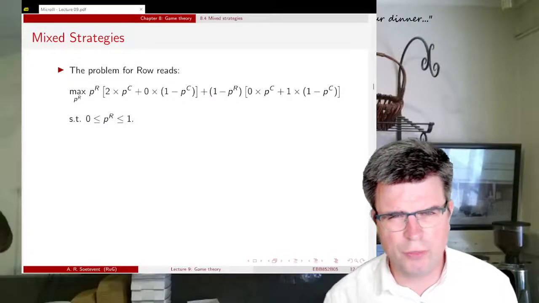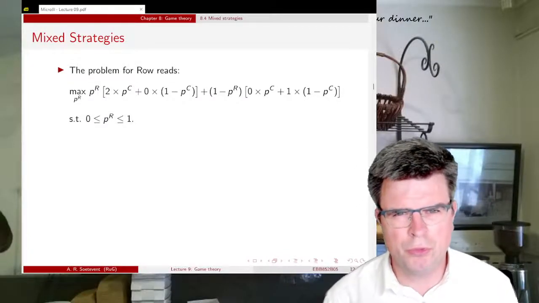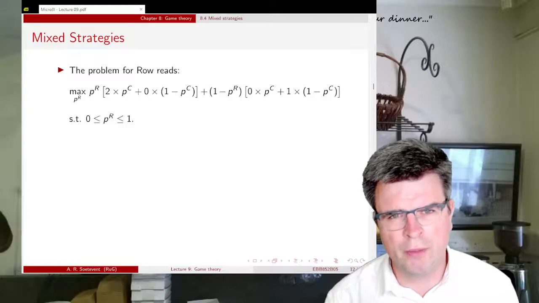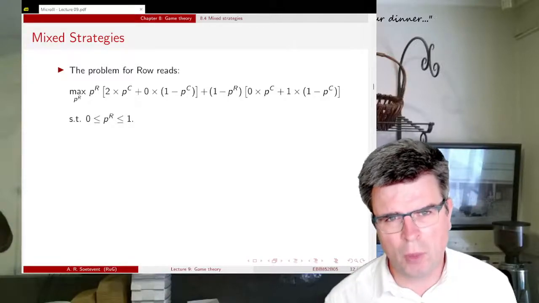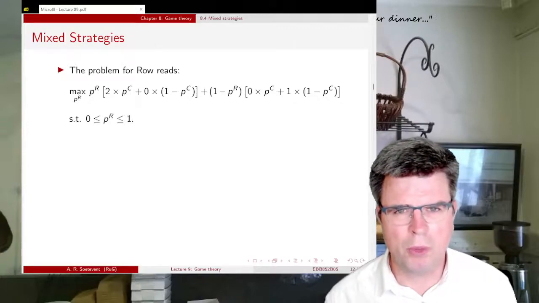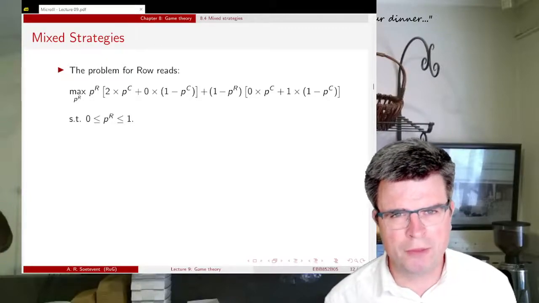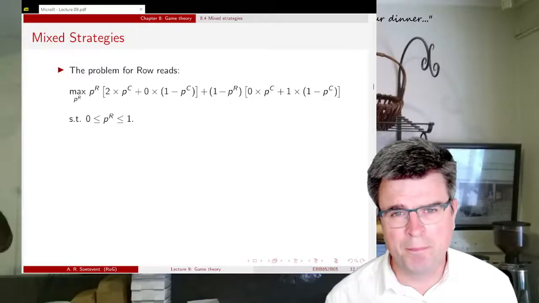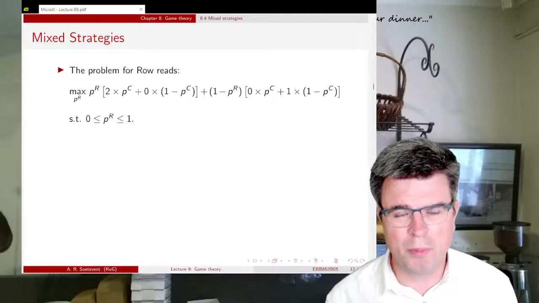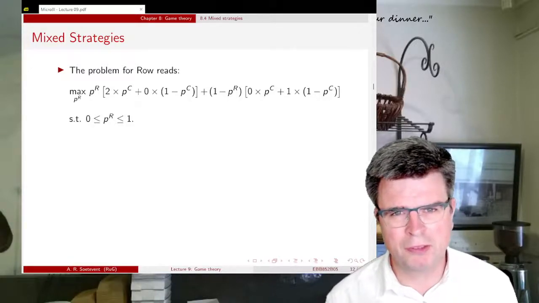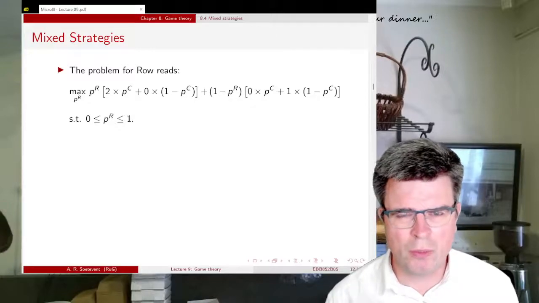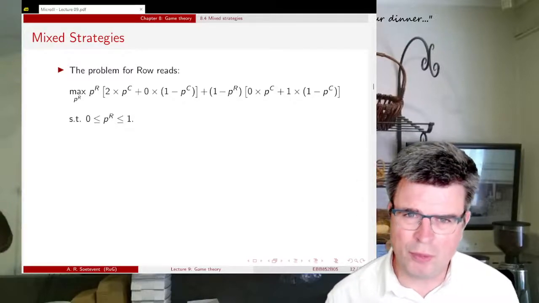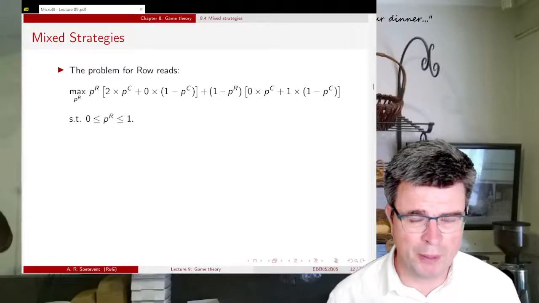In the next 10 to 15 minutes, I will show you two methods to solve for the equilibria in mixed strategies, how to find them. There's a more complicated method, and there's an easier method. I will start with the more complicated method and save the best for last. So why, if we have an easy method, also discuss a more complicated method?